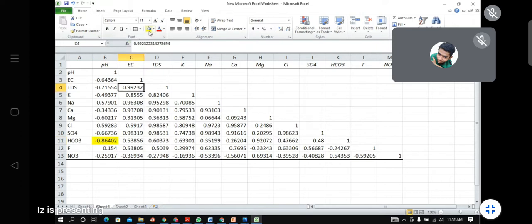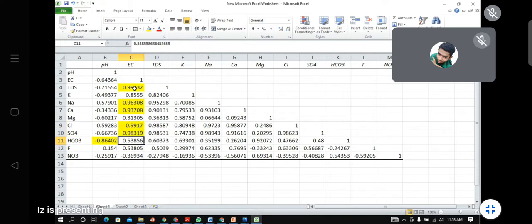EC और TDS is showing very positive correlation, 0.99. Why? Because EC is nothing but TDS. EC को आप मल्टीप्लाई करते हैं 0.7 से, कांस्टेंट से, तभी ना TDS आता है. ठीक है. So anyway, I am trying to show you the positive correlation.